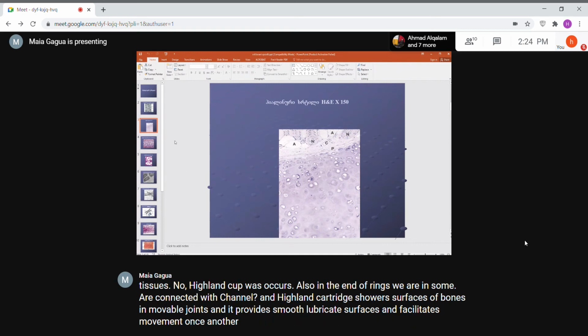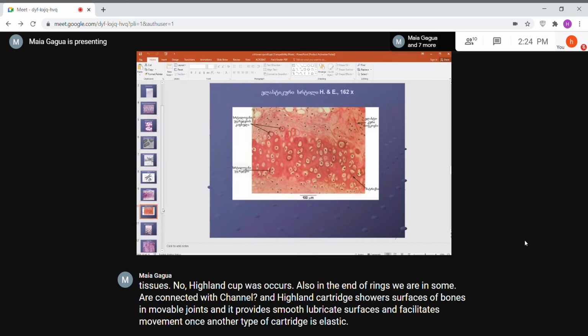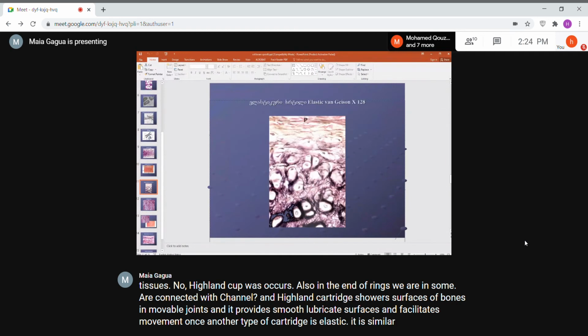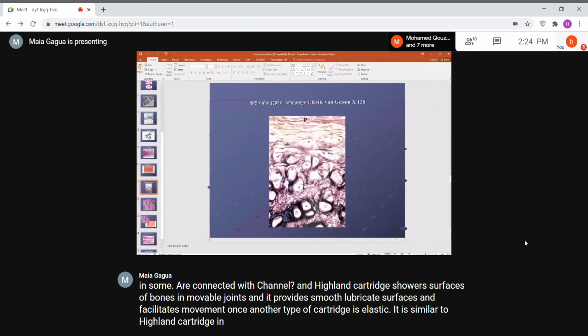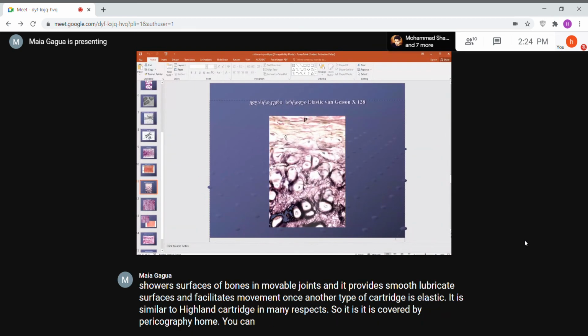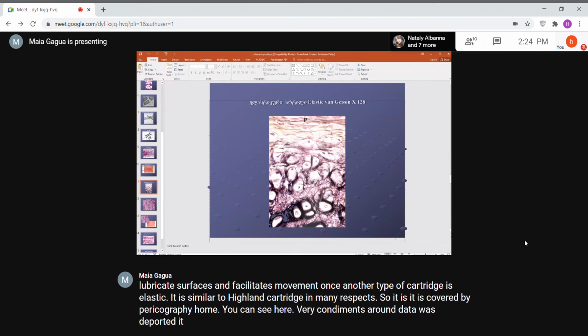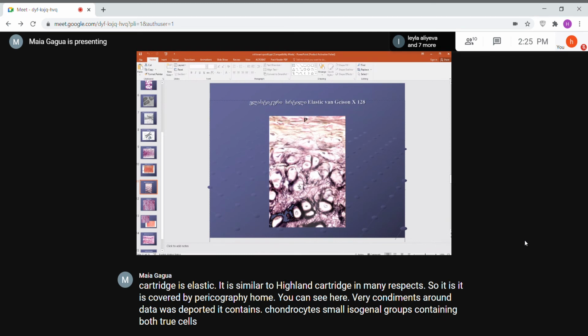Another type of cartilage is elastic cartilage. It is similar to hyaline cartilage in many respects. So it is covered by perichondrium. You can see here perichondrium surrounding the elastic cartilage. It contains chondrocytes, small isogenous groups consisting of two cells.